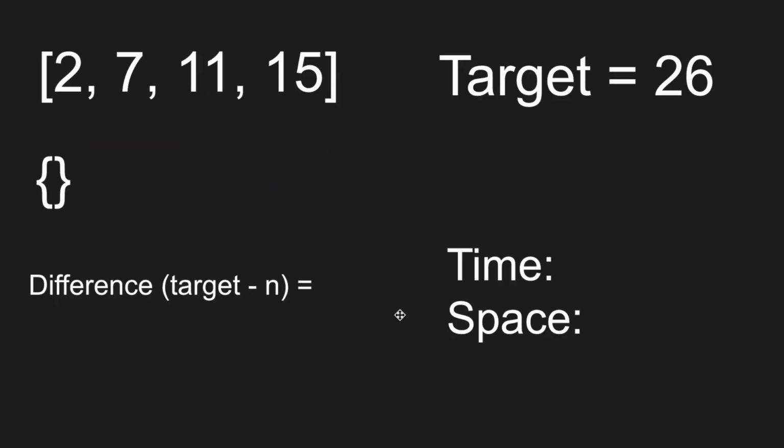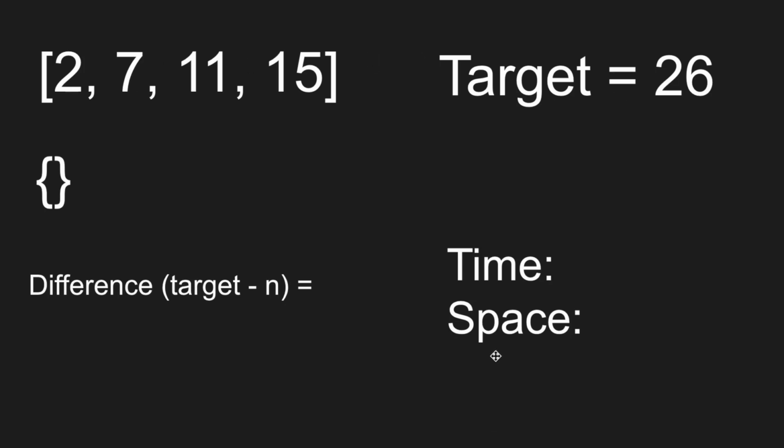So to make this problem more efficient, we can create a hash map. And the intuition behind it is that, for example, we have number 2. We know that the number we need is 24, and we can find that number by subtracting the number that we are on from the target. So target minus 2 is equal to 24, so we know 24 is what we need. If it's 7, the number we need would be 19, because target minus 7 is 19.